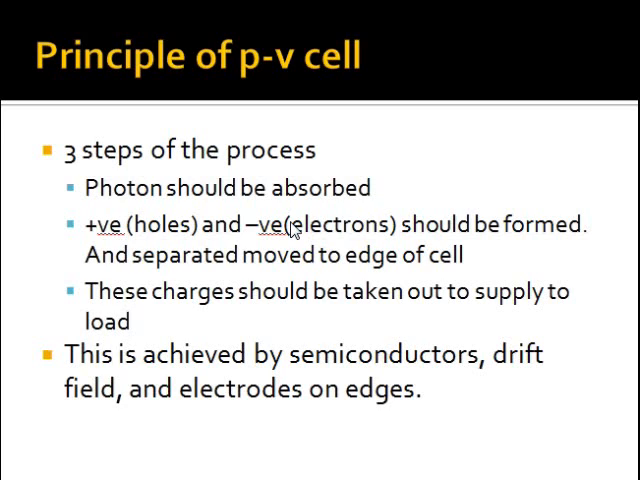And to do this we have some devices which are used, and those are semiconductors, drift field and electrodes on the edges, which we will discuss later. Drift field is generated at the depletion region. It is nothing but an electric field which allows the electrons to cross the border. Then we have semiconductor, we know, silicon material, and then we have electrodes. Electrodes are just conductors.